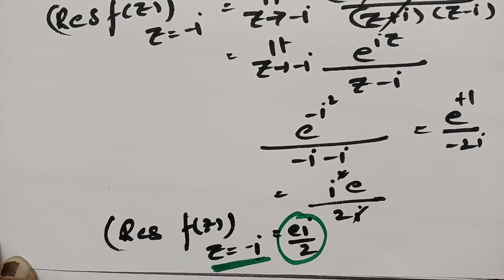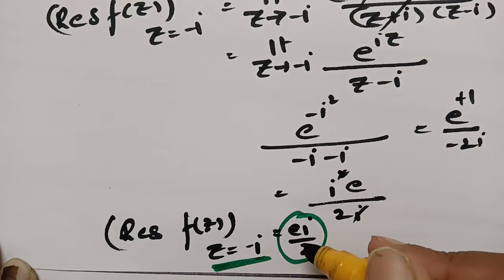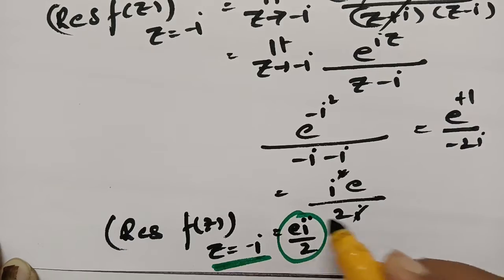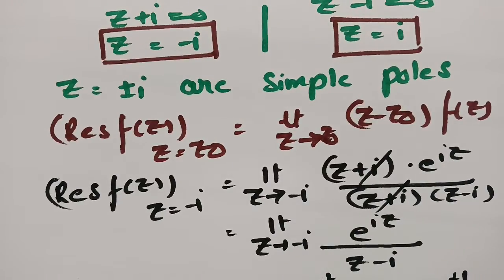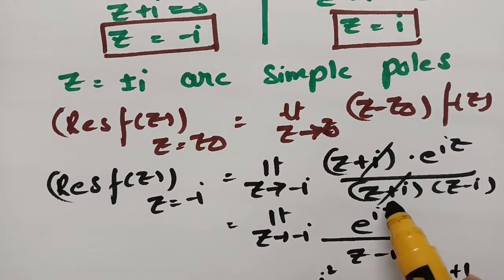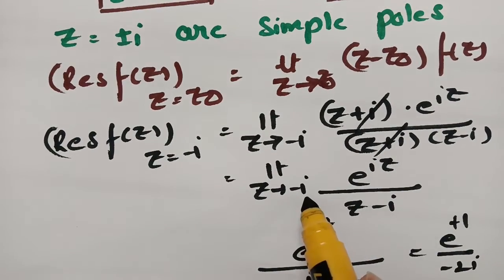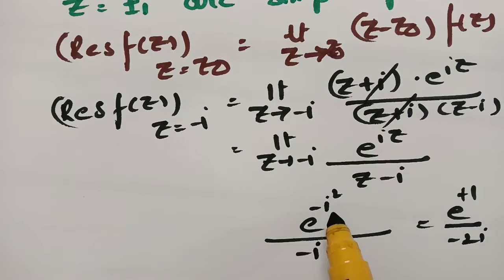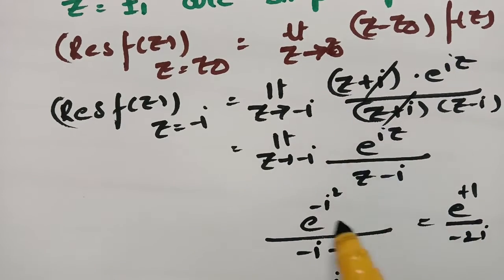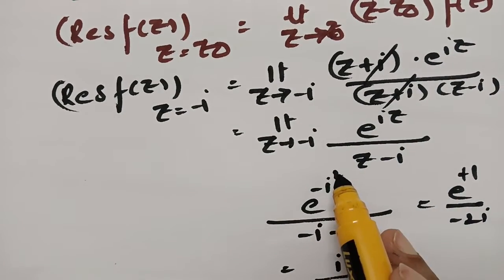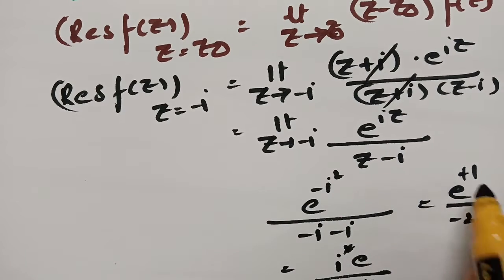So this value is i. This is not 1. This value is i. See, we have to cancel z plus i from the numerator as well as the denominator, and we have to keep minus i in place of z. After keeping minus i, this is i into i, so this is minus i square. I square value is minus 1, and again this is minus, this value is plus 1.